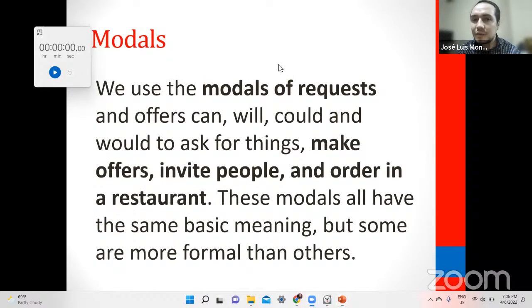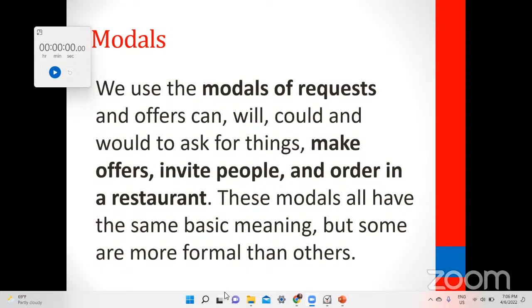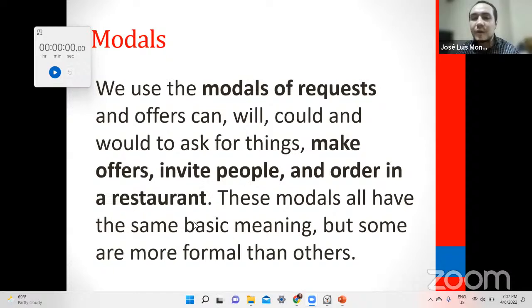Models. Let's read about that one, please, Paola. Models. We use the modals of request and offers, can, will, could, and would, to ask for things, make offers, invite people, and order in a restaurant. These modals all have the same basic meaning, but some are more formal than others. Thank you very much, Paola. Let's only repeat this word, please. So this is going to be basic. Basic. There you go. Thank you.